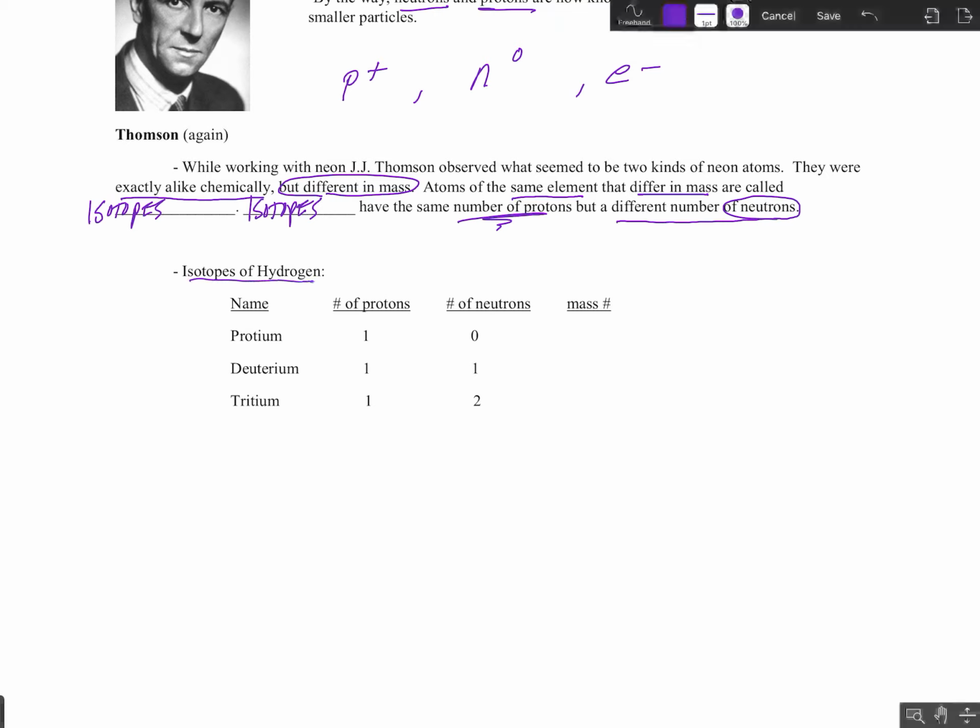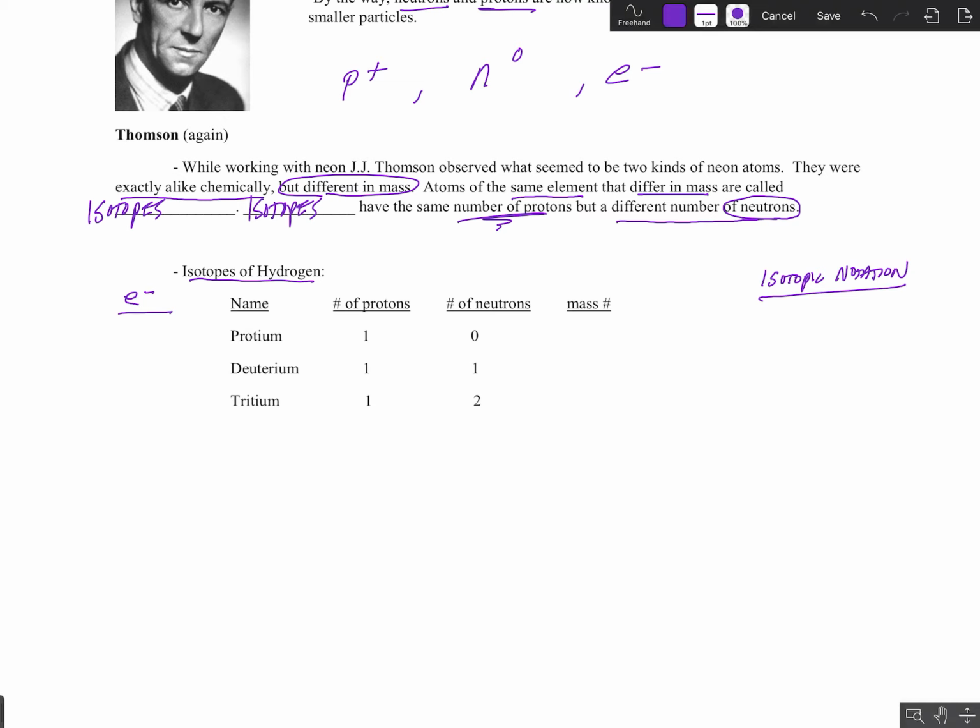Let's talk first about the isotopes of hydrogen. I want to add another column here called electron, and then to the right I want to add another column called isotopic notation. Okay, so we're going to make this chart a little bit bigger than what I have in your notes.